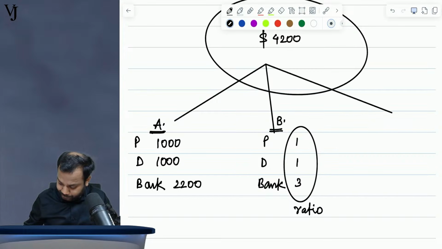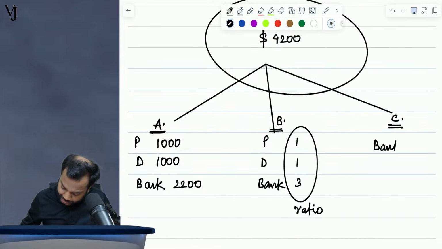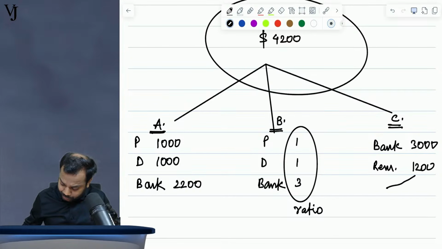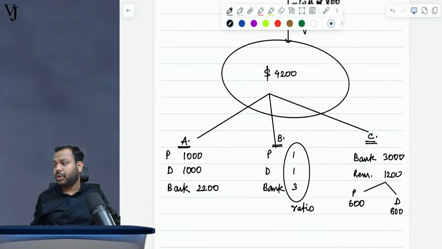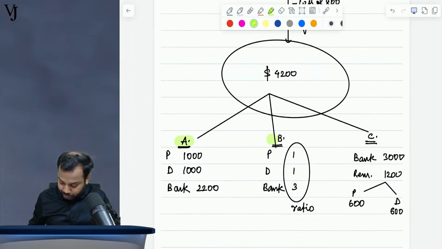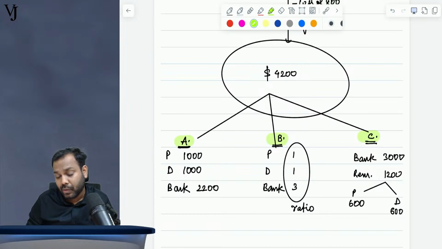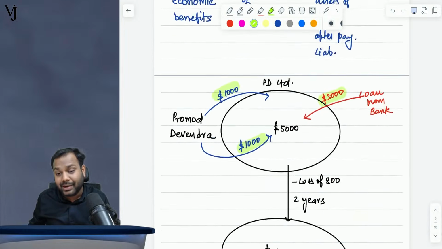Option C: first of all, we will have to pay the bank 3,000. The remaining amount is 1,200, which Pramod and Devendra will take equally, 600 each. Tell me, which option do you think is the most logical: A, B, or C? Tell me, guys, come on. C. Why C? Because now read this line.